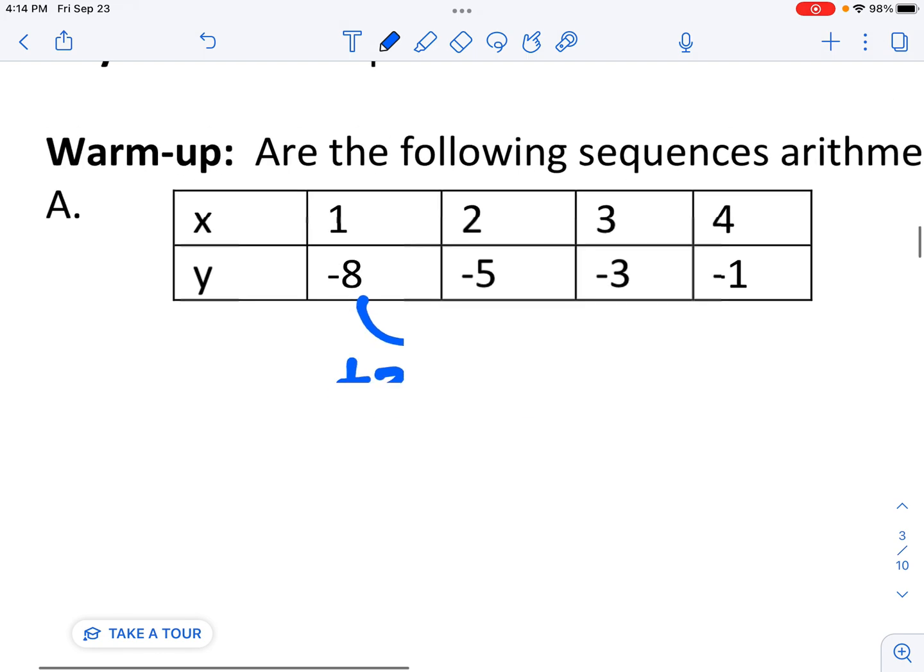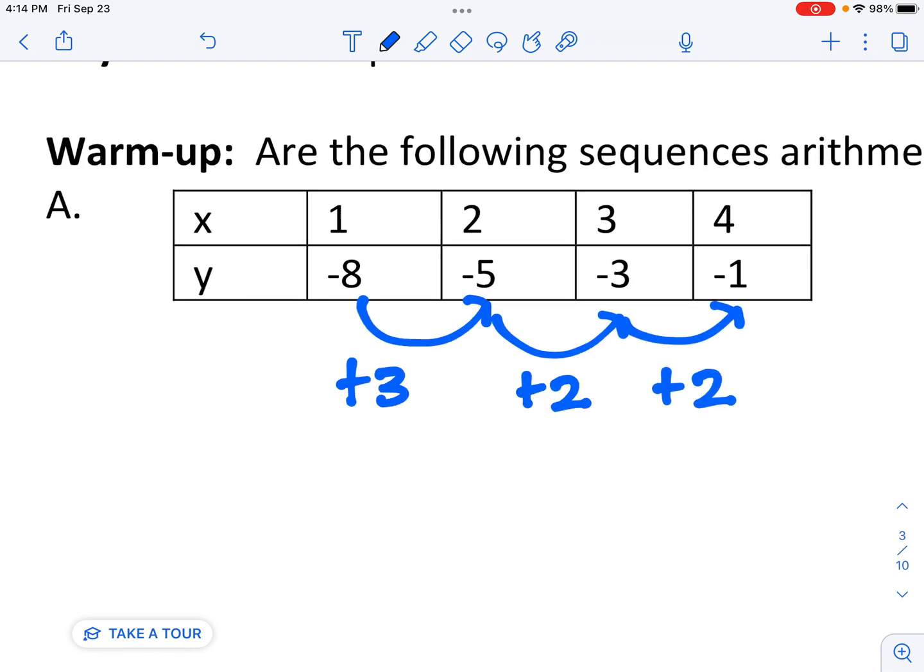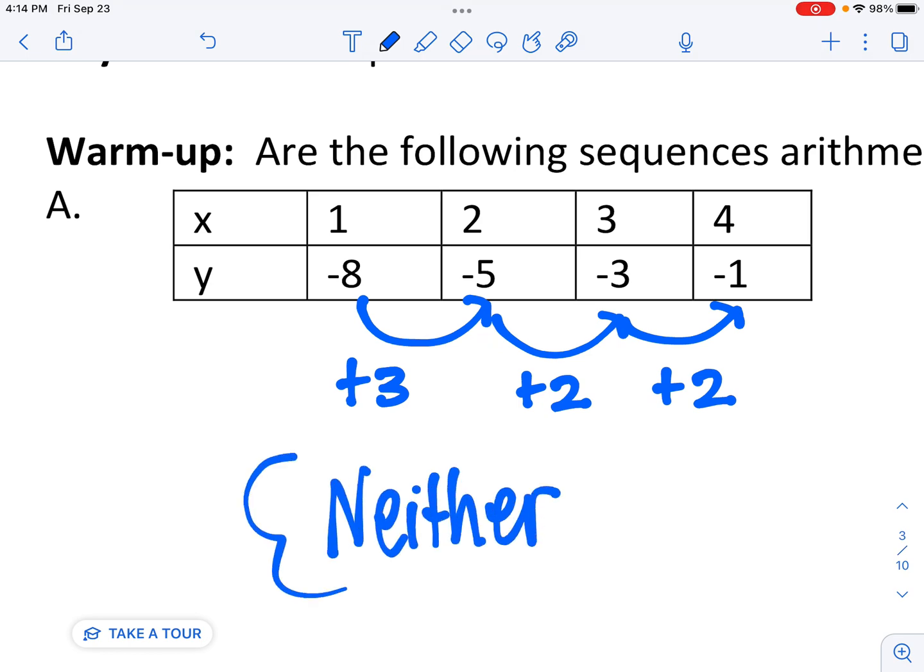So even though we're adding a number every time, since it's not the same number, it's not considered arithmetic. A common difference would be the same number every time. So this would be considered neither arithmetic nor geometric.